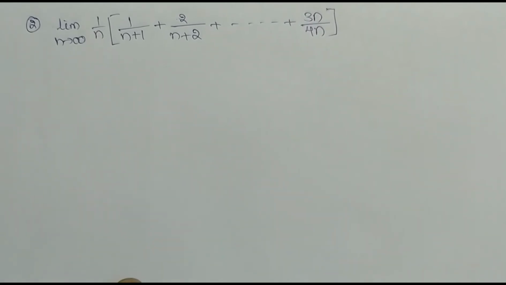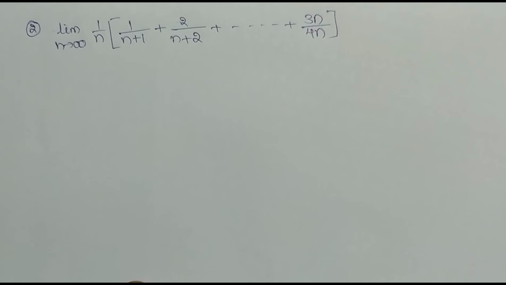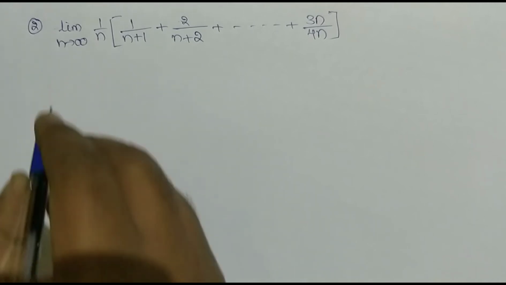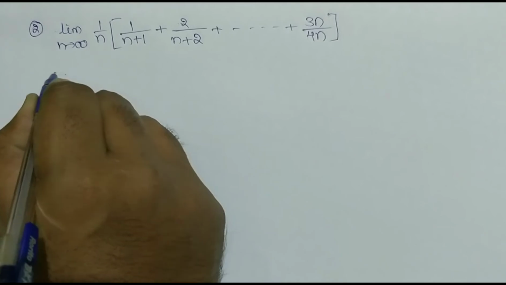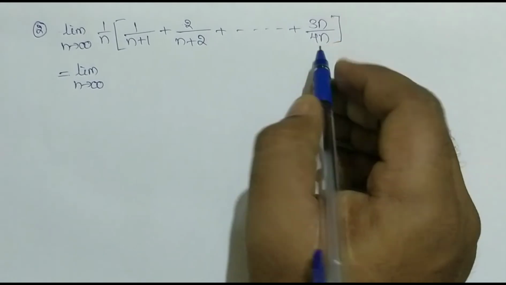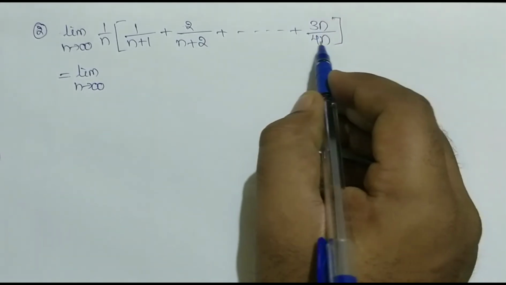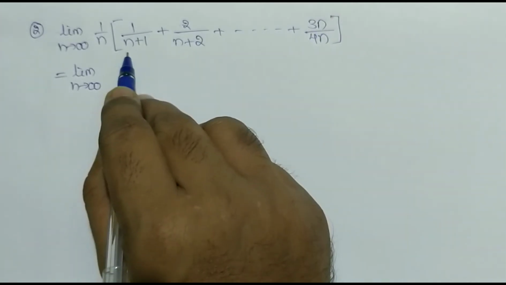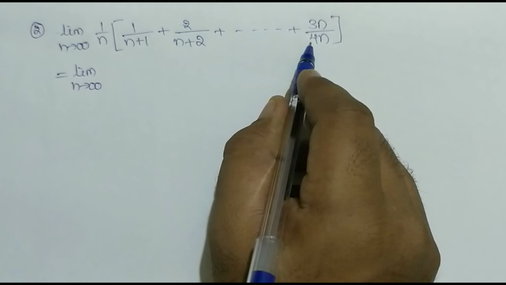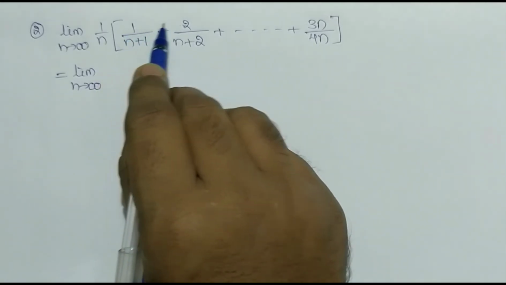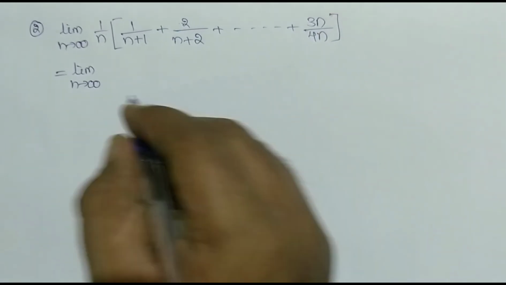Now in this problem we have to convert by the same method, using the same rules. Already 1 by n is there, limit n tends to infinity. Here 3n upon 4n is there. Here 1, 2, 3 is varying to 3n. Here n plus 1, n plus 2 is varying to n plus 3n. So we can directly say r is varying from 1 to 3n.